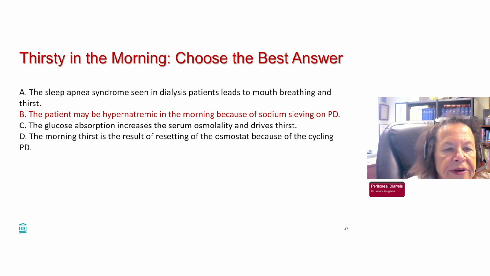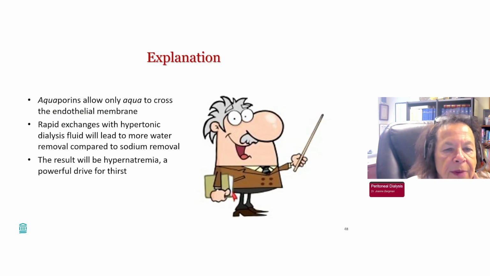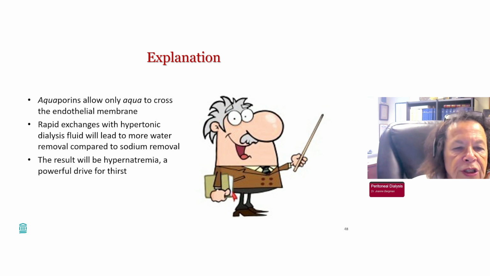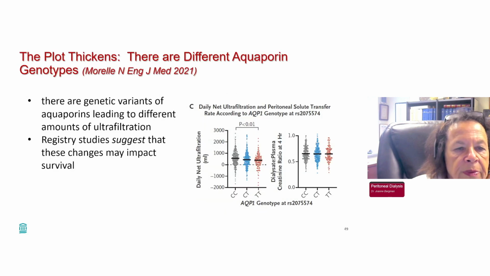So the best answer here is that the patient is thirsty in the morning because they're probably hypernatremic and sodium sieving from the rapid hypertonic exchanges. Remember, aquaporins allow only aqua to cross the endothelial membrane, and the rapid exchanges will lead to more water removal compared to sodium removal, and the result will be hypernatremia, which is a powerful drive to thirst. And if you tell the patient not to drink, they won't listen to you because it's like telling a hypoxic person not to breathe. They just have to drink, and they will drink themselves back into their tolerated osmolality.